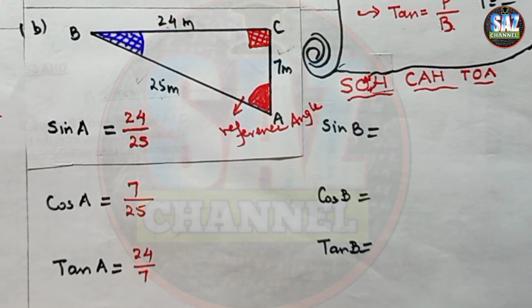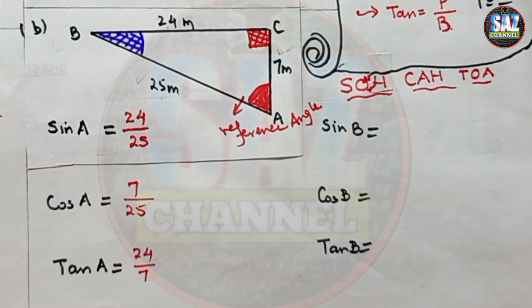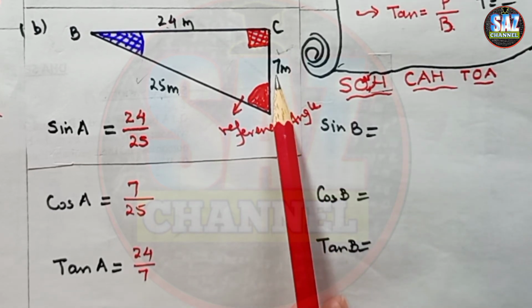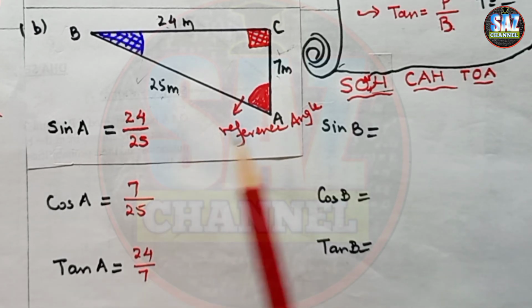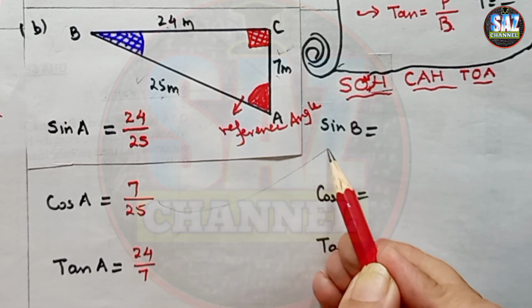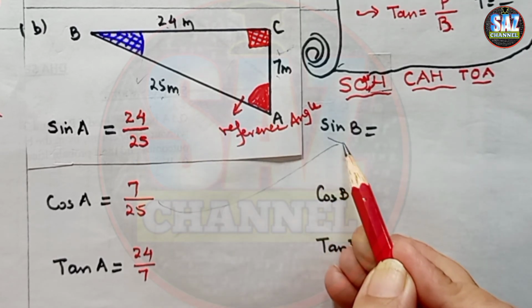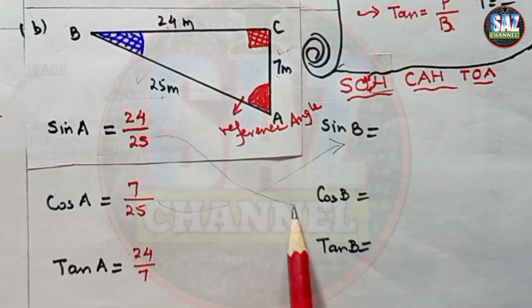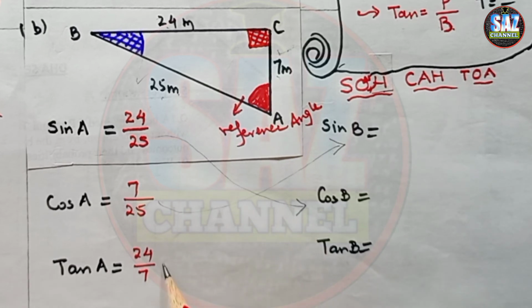The formula for the sine is opposite upon hypotenuse. If you look at the diagram, opposite is 7 and hypotenuse is 25. As I said in my previous discussion, cos of the first angle will be equal to sine of the second angle, and sine of the first will be equal to cos of the second. And for tangent, we have to take the reciprocal of each other.